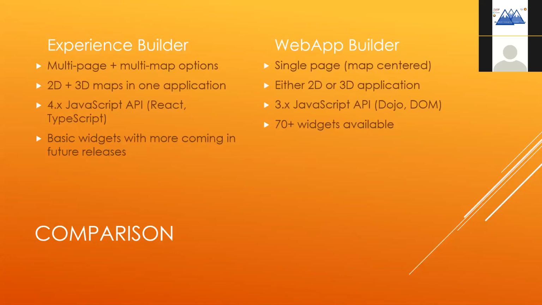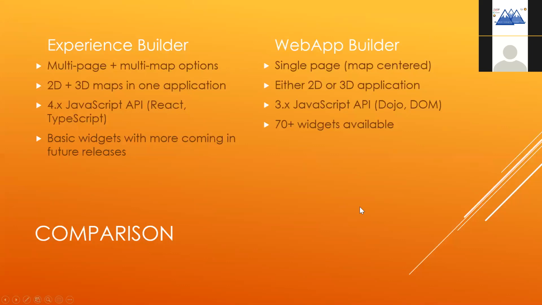Experience uses the 4x JavaScript API, while Web App uses 3x. This means that when you create custom widgets with Experience Builder, you'll be writing with React and TypeScript instead of Dojo and DOM. React has better performance and reusability than Dojo and is widely used, so it's a great time to learn it if you haven't already. The 4x JavaScript API also supports the ability to work with 3D maps and web scenes, so you can easily customize them for your widgets. Experience Builder still uses Jimu as the main framework for handling the style, interface, themes, and widgets, so you'll notice that if you're comfortable with the code.